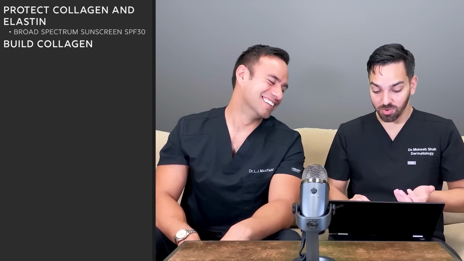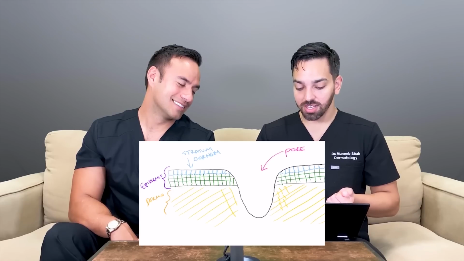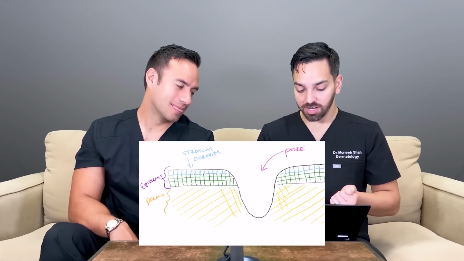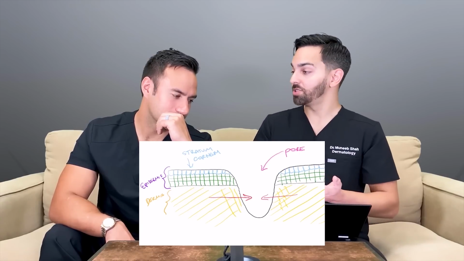But basically, if you were to instead build your collagen up over here, so you're squeezing around it, you're building your collagen, you could actually make your pore go the other direction. That would squeeze the pore, minimize the pore. So what are some things that we can do to build collagen?